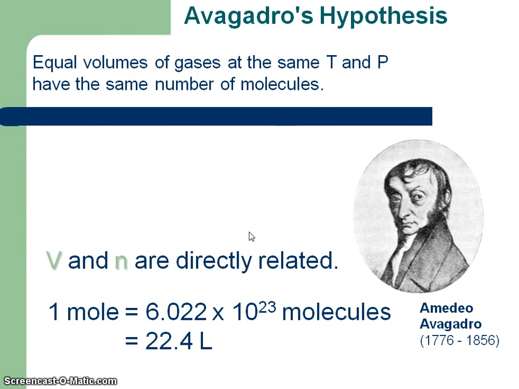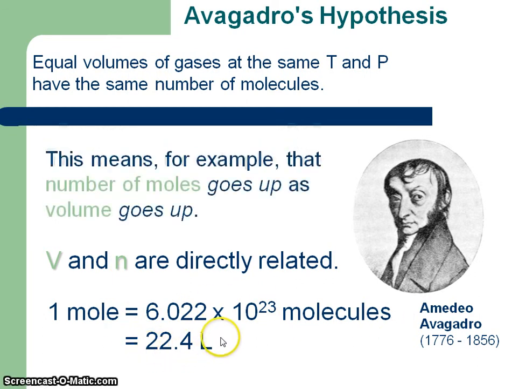It's basically Avogadro's law. Equal volumes of gases at the same temperature and pressure have the same number of molecules. So he figured out that 1 mole is equal to 6.022 times 10 to the 23rd molecules and equal to 22.4 liters at standard pressure. He said V and N are directly related, so he kept pressure and temperature the same. Okay, pressure and temperature has to be the same. So that's why on our mole map, we can only use that 22.4 liters if we're at standard temperature and pressure, because that's when that was done. Okay?